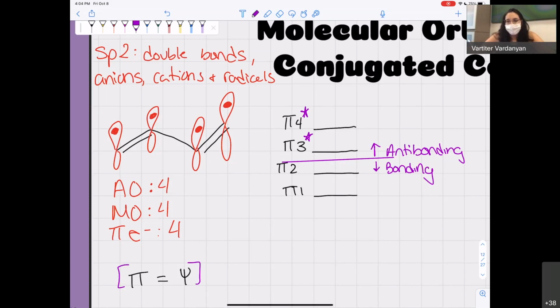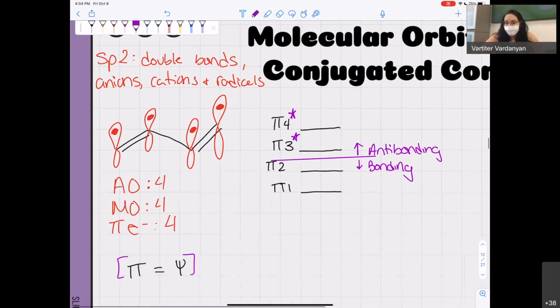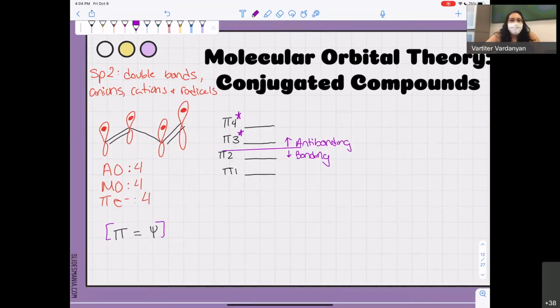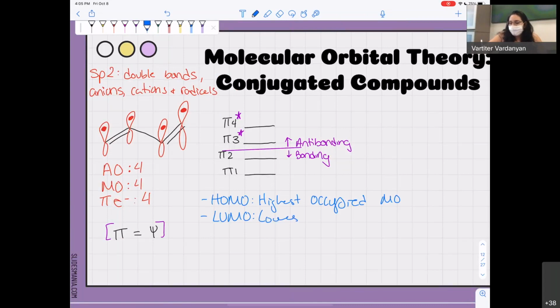I just saw a question about non-bonding orbitals, but I think you just answered it, so we will move on. Okay, so another thing we have to talk about is something called the HOMO and the LUMO. So the HOMO is the highest occupied molecular orbital, and the LUMO is the lowest unoccupied molecular orbital.